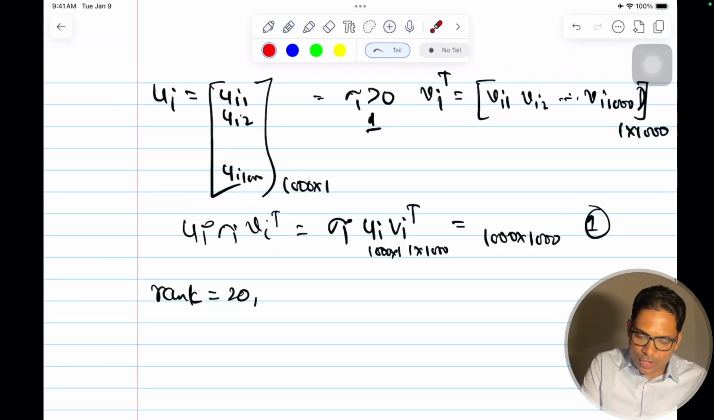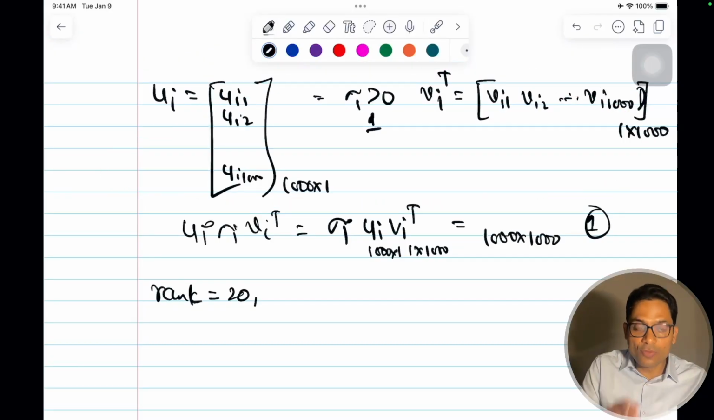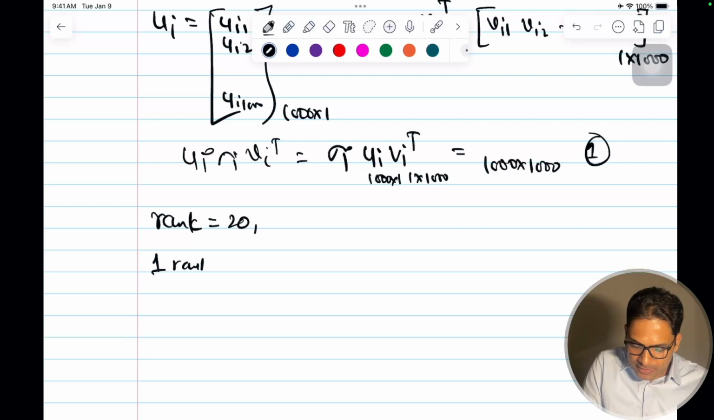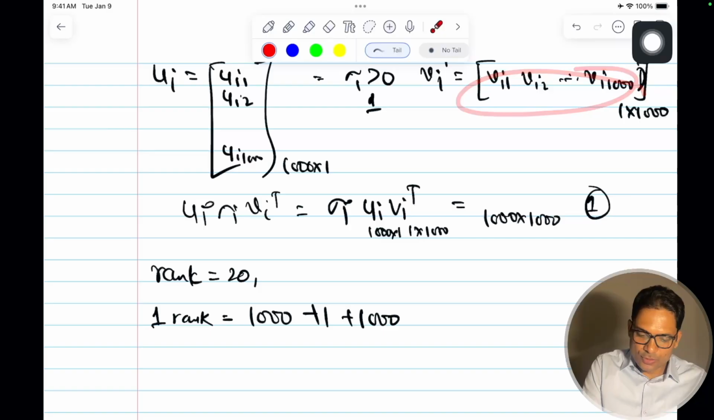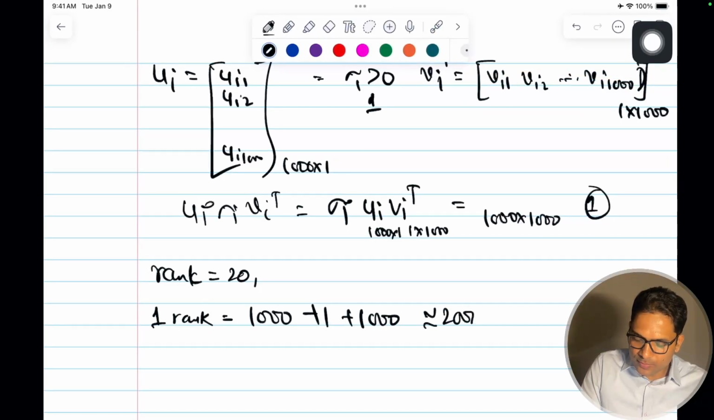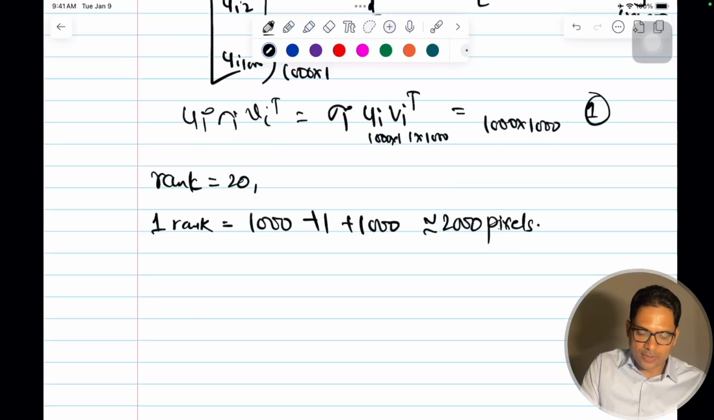And for one rank, how much information am I sending? For one rank I'm sending 1000 entries from here, plus one entry for the scaling factor or the singular value, plus 1000 entries for this v vector. So I'm sending approximately 2000 pixels of information. And for sending 20 such ranks, what will be the total data sent?